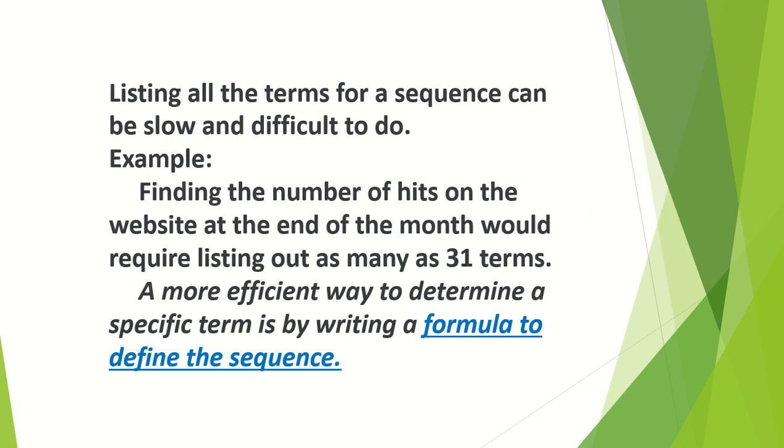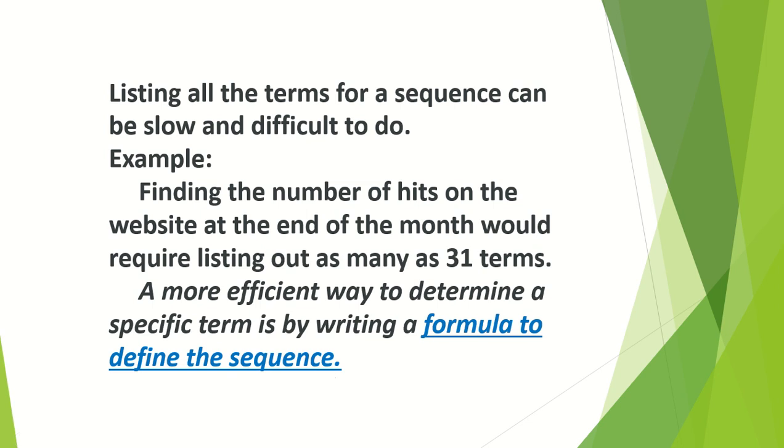But sometimes, listing all the terms of a sequence can be slow and difficult to do. Just like when you solve for the number of hits on the website at the end of the month, you would be required to list down the 31 terms of the sequence. To make it easier, there is an efficient way to determine a specific term. If you intend to get the 31st term, you can easily get that particular term without listing everything before it. That is using the formula.